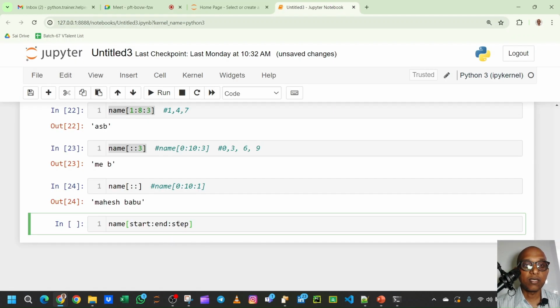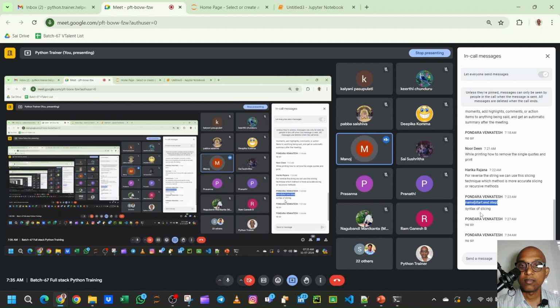So what is your point? What is this question? Okay, start, end, step. What is the question? Sorry, I did not understand. He just provided the syntax. Above that message, one person asked how to reverse the string. We can use slice to reverse the string.